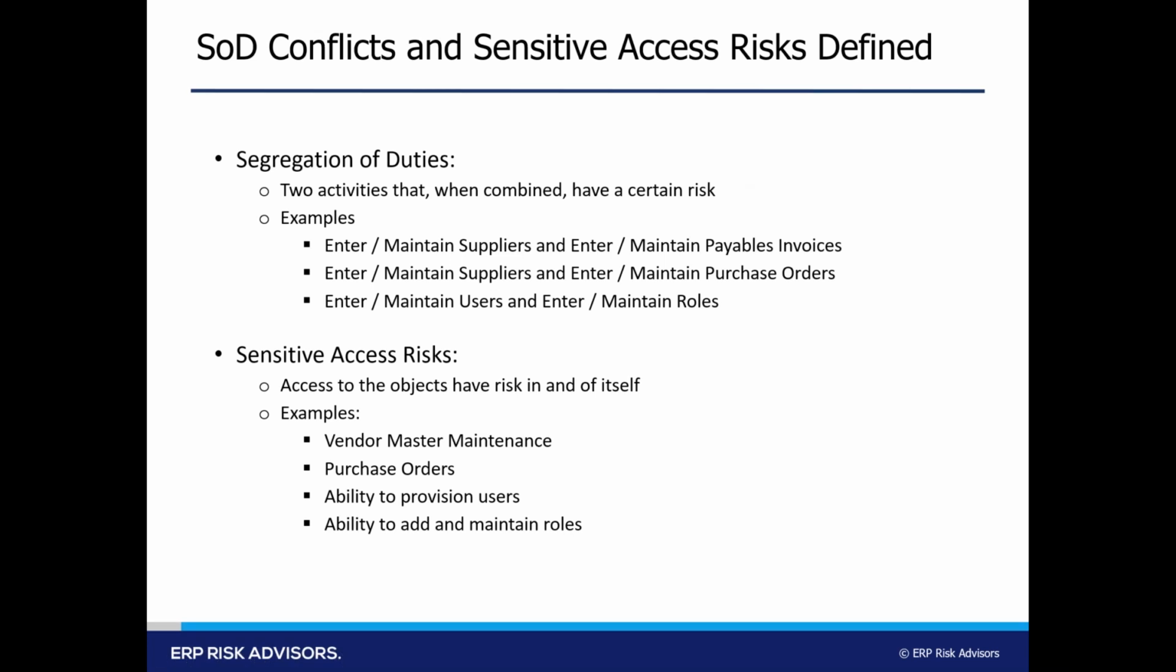But what the industry as a whole, and I'm using air quotes, that looks at access controls often underestimates, or under-tests, if you will, is the concept of sensitive access risks. Those are risks in and of themselves. Examples here: vendor master maintenance, purchase orders, ability to provision users, ability to maintain roles. Tying it back to the article, it is vendor master maintenance as it's done through the user interface, the front end of the application, and it's vendor master maintenance that potentially can be done through APIs or web services.